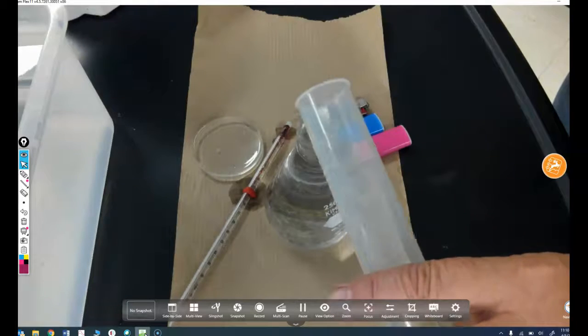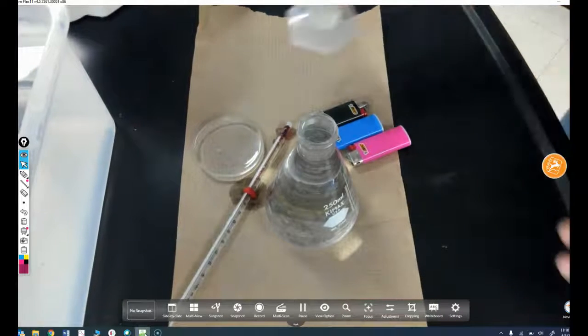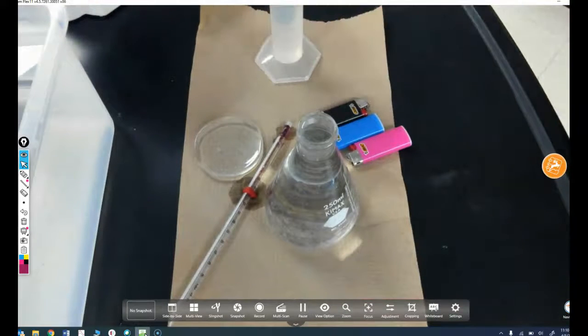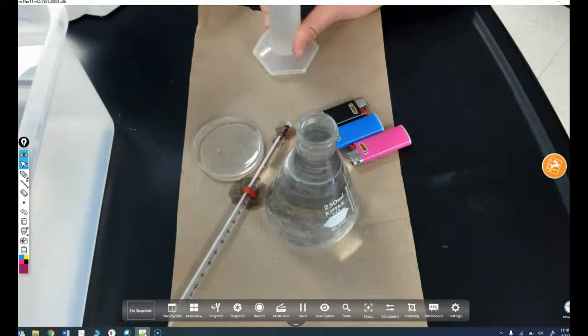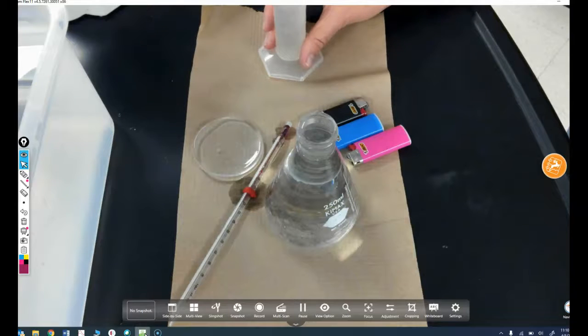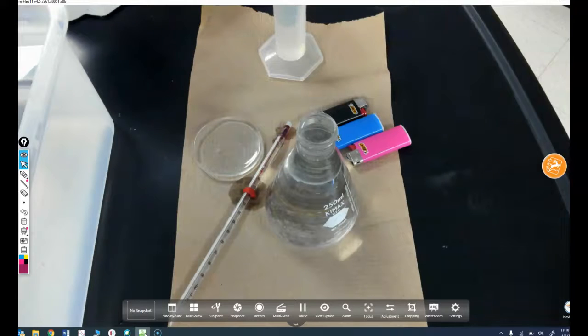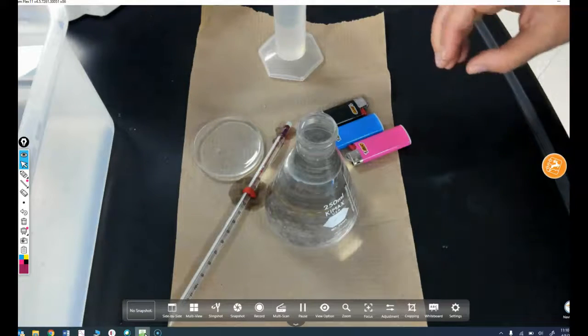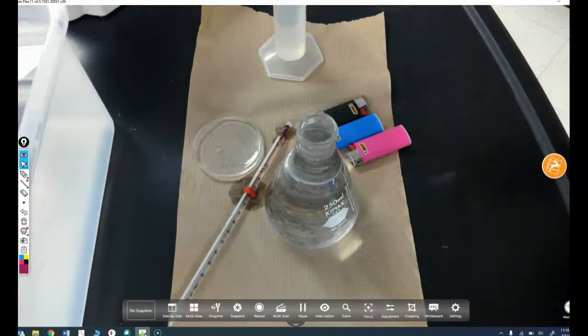There we go, that is everything. In fact, I have added a total of 256 milliliters of water to my Erlenmeyer flask.